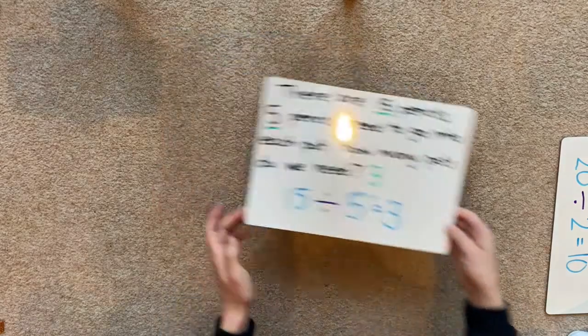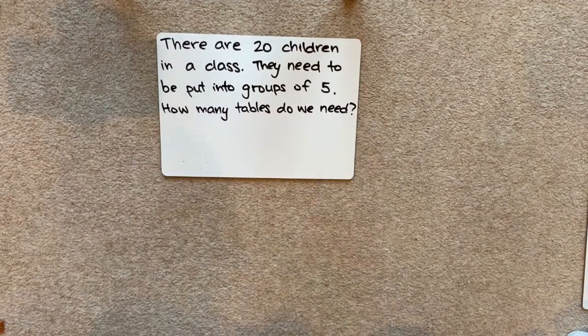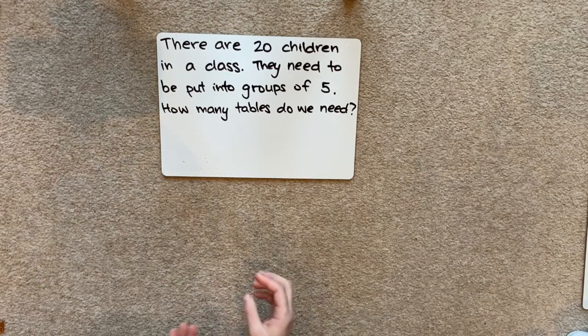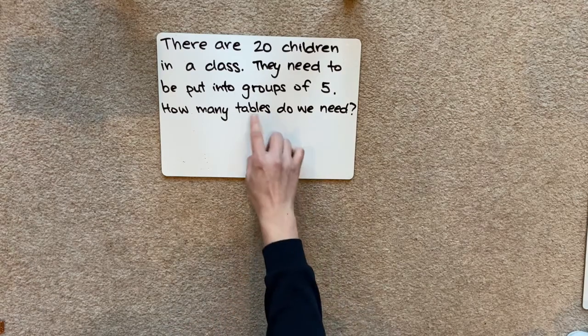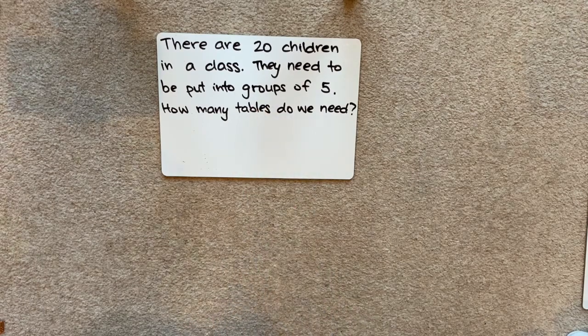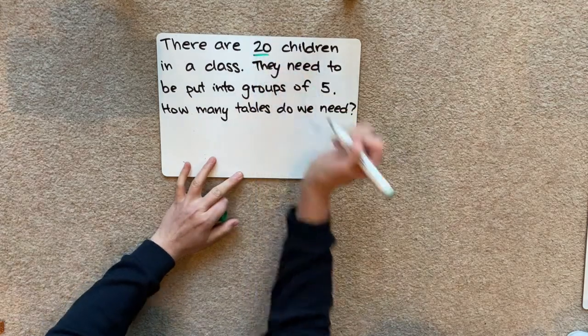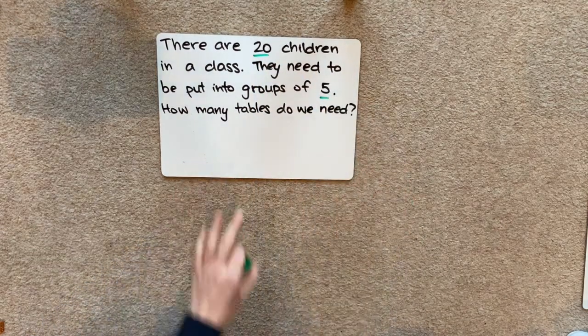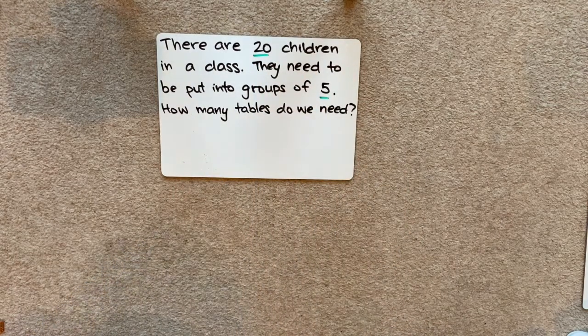Let's do another one. There are 20 children in a class. They need to be put into groups of 5. How many tables do we need? So they're going to be sitting in groups at the tables. There are 20 children split into groups of 5. See if you can do this one on your own.